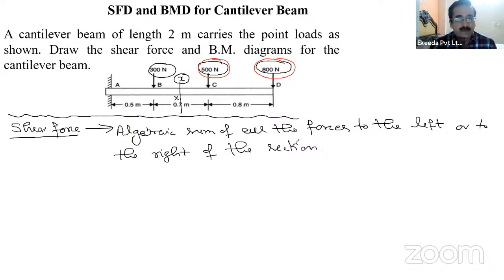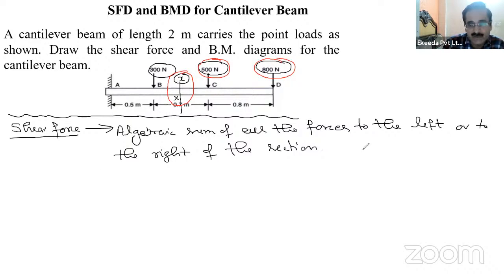So I have to take the algebraic sum of these two forces to the right of the section. X is our section. I have to see whether these forces are downward or upward. These forces are downward of the section, right? So I have to take the sign convention, whether I take the downward forces to be positive or negative, right? It is your choice what sign convention you choose.